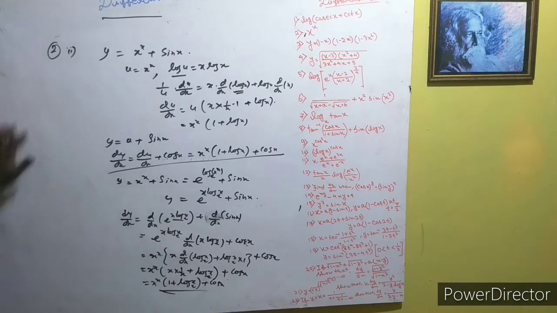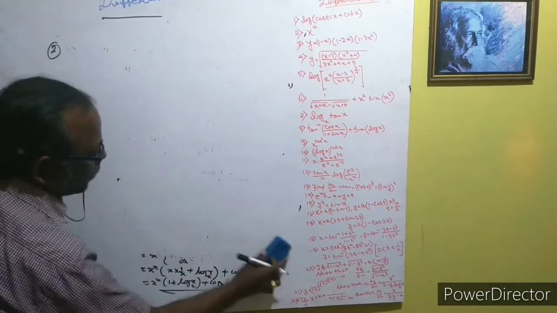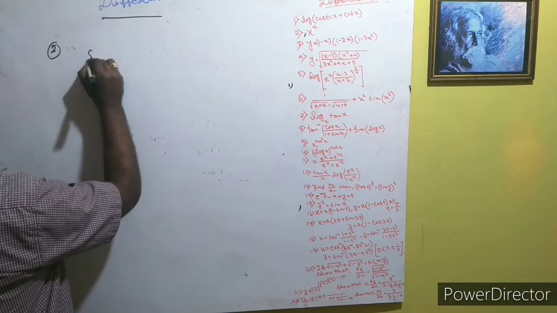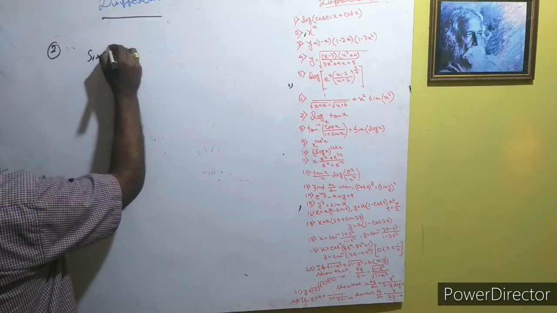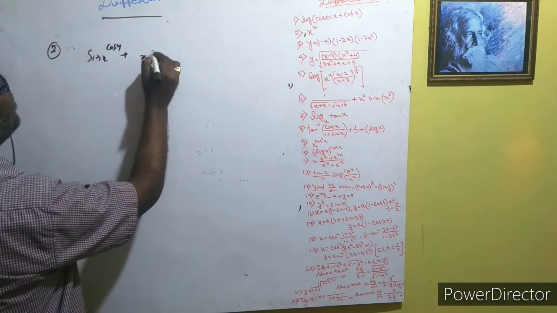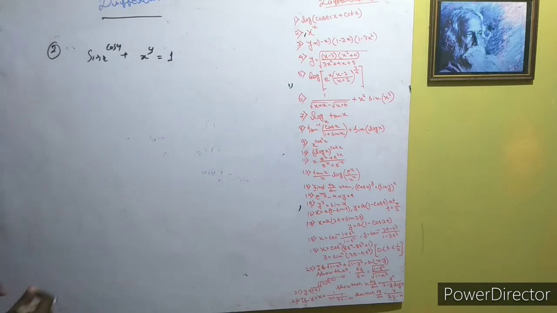Okay. And there is another point we have to introduce here. See carefully, this is a very important point, and we have to introduce it with another problem. See, if you are given sin x to the power cos y, and also x to the power y, and this is equal to 1, find dy by dx.